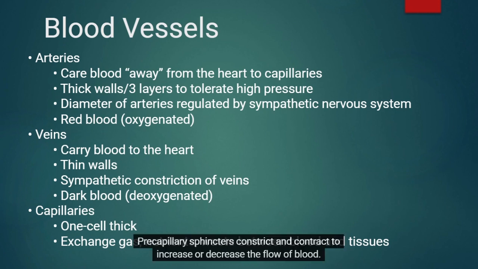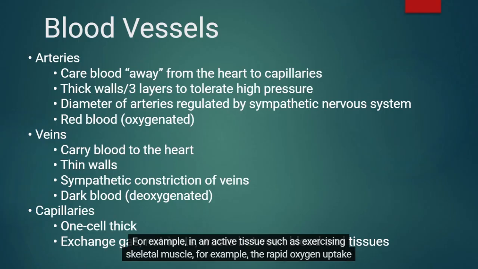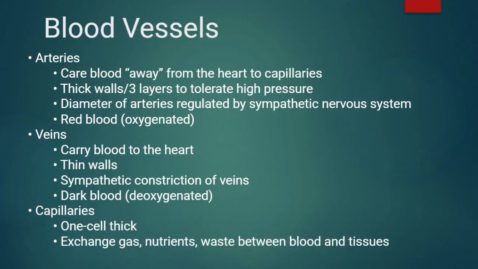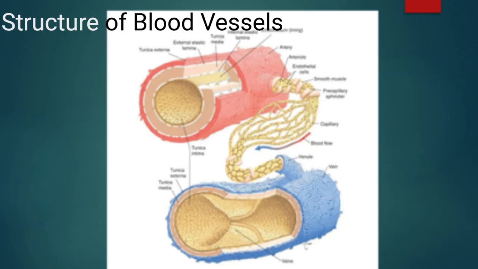Fig. 21.5. Precapillary sphincters constrict and dilate to decrease or increase the flow of blood. For example, in an active tissue such as exercising skeletal muscle, the rapid oxygen uptake and carbon dioxide production cause sphincter dilation to increase blood flow. Structure of blood vessels.